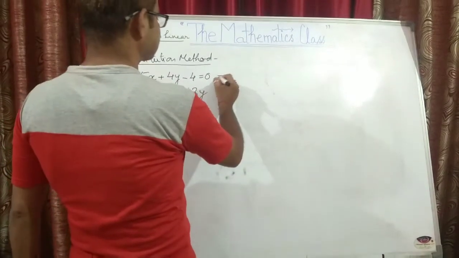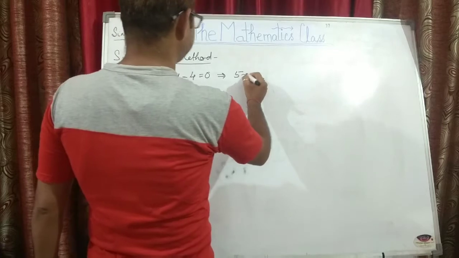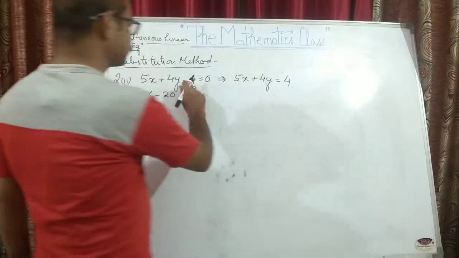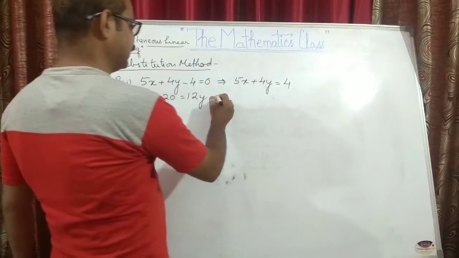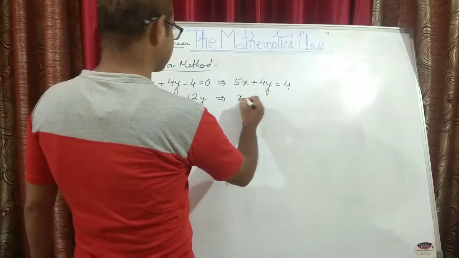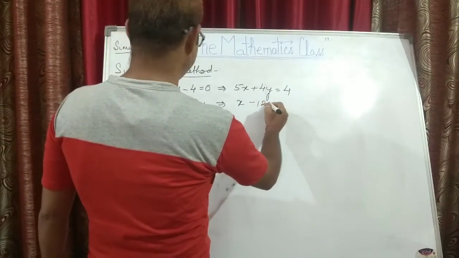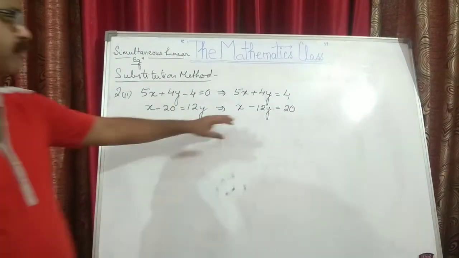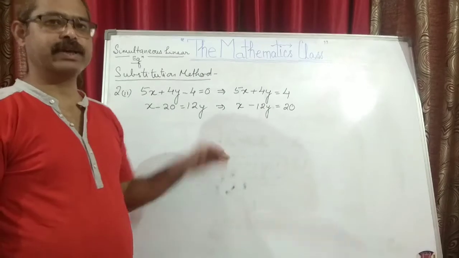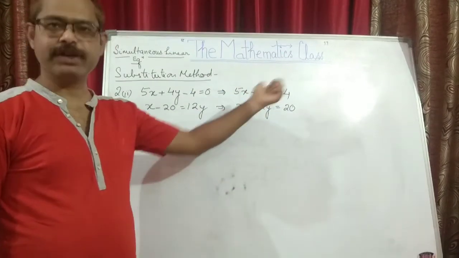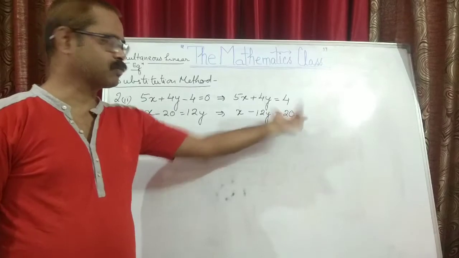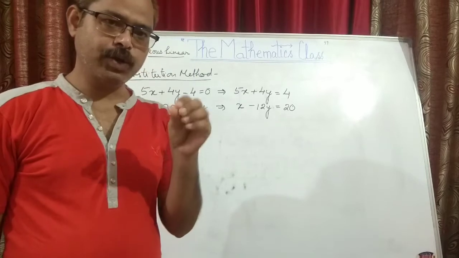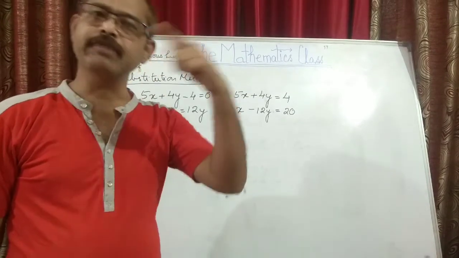So first of all, this can be written as 5x plus 4y is equal to 4. This 4 goes to that side, becomes positive. In this case, this can be written as x minus 12y is equal to 20. This is what we have written in the normal form, a1x plus b1y is equal to c1, a2x plus b2y is equal to c2. Now, we need to find the value of one variable in terms of the other variable.